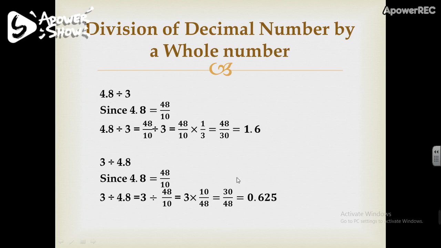Now express this fraction as a decimal number. So the answer comes out to be 0.625. So here if we divide 4.8 by 3, then we get 1.6, and if we divide 3 by 4.8, then we get 0.625. So in this way you can divide a decimal number by a whole number.